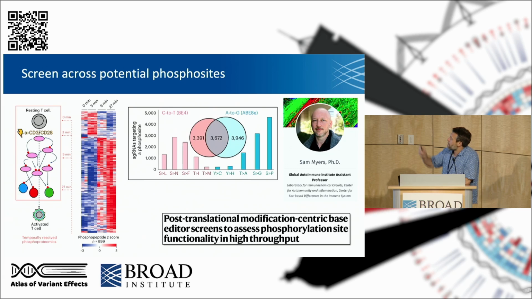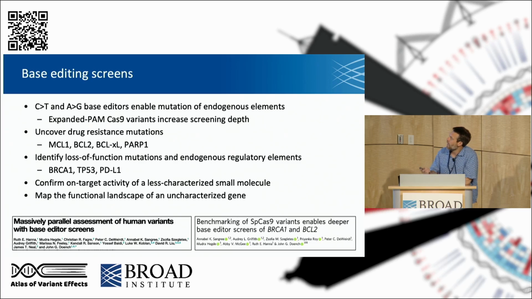Here's a paper from Sam Myers, who was previously a postdoc here at the Broad. He now runs his own group out in San Diego. Same idea, generally speaking, but he wanted to look at all potential phosphosites. So he started by doing some proteomics to identify what are the relevant phosphosites for his pathway of interest, and then he did a base editing screen to change as many as he could to understand which ones were really important for signaling. So where are we with base editing screens?